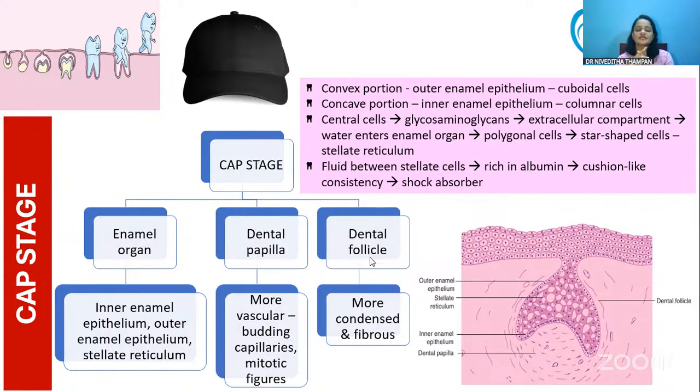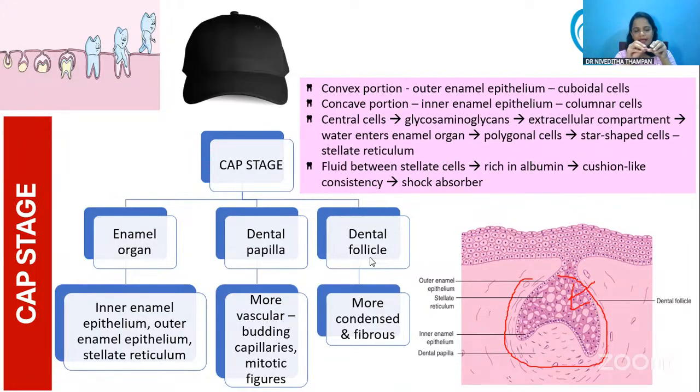These glycosaminoglycans are hydrophilic in nature, that is, they are water loving. Since they are water loving, they will absorb all the water from the outside dental follicle to the inside. Since these glycosaminoglycans are released from the cells in the center of the enamel organ, all the water from the outside will be attracted towards the center of the enamel organ.